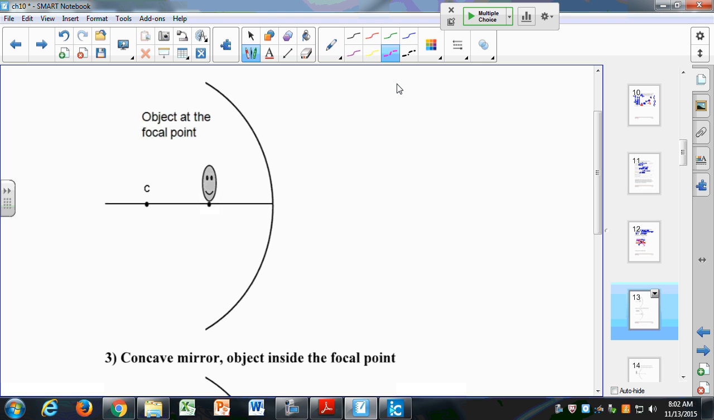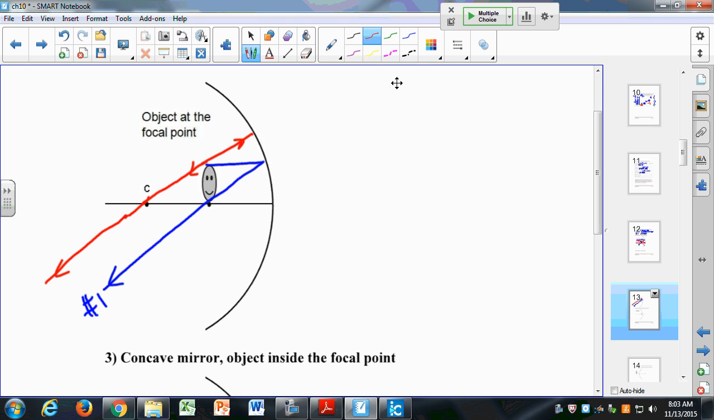I draw parallel to the axis. This is rule number 1, and through the focal point. And then I can draw it to the center of curvature and back again. But look, the center of curvature is behind the object. So what I'm going to do is draw a ray as if it originates from the center of curvature, goes to the mirror, and then reflects back on itself. And so this is rule number 1, and this is rule number 3. I can't draw rule number 2 because I'm at the focal point.